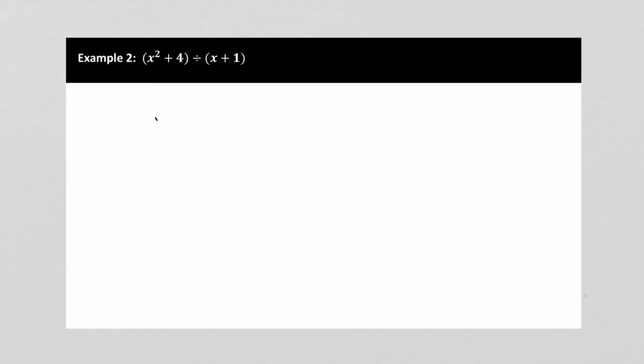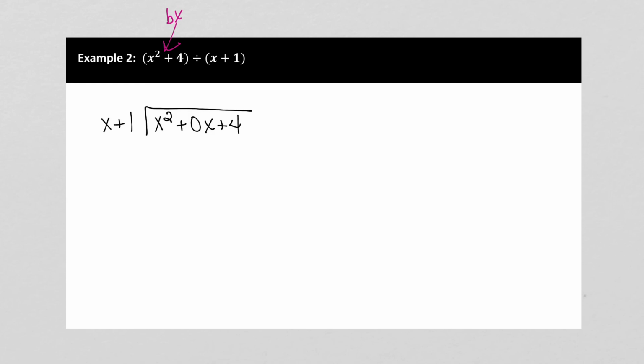Now, how is this problem different? We've got x squared plus 4, and we're going to divide that by x plus 1. There's a catch here, okay? Notice how there's not an x value in here. There's an x squared, there's a 4 without an x, but there's not a term with an x in it. If you have any terms missing in between, you have to add them in. So we have to put a 0x here, okay?